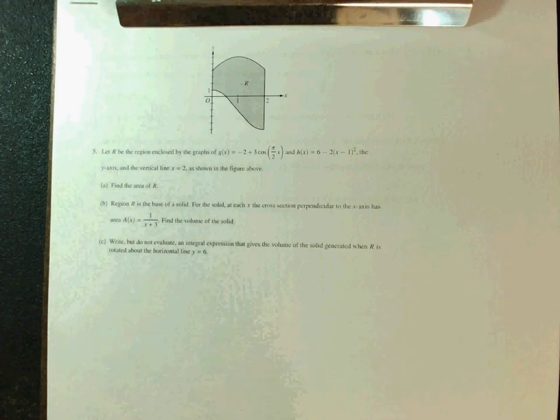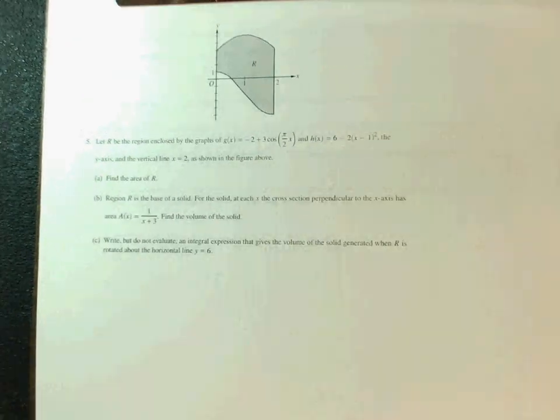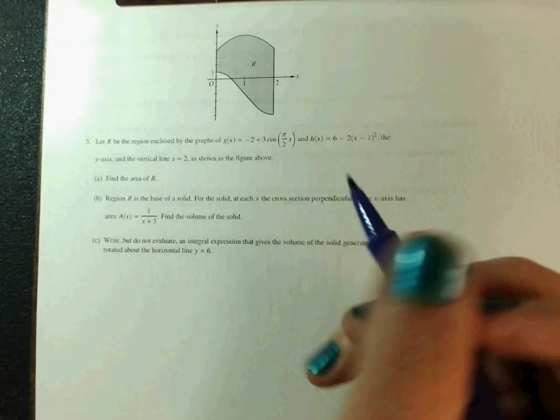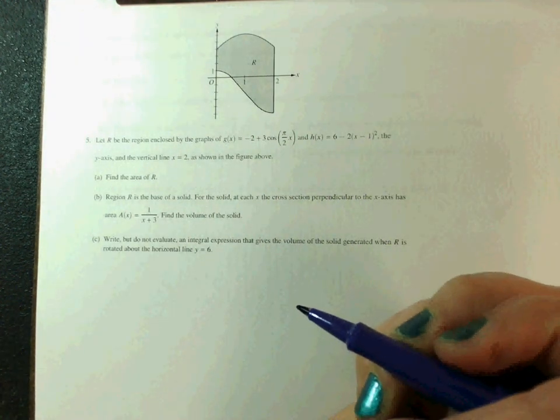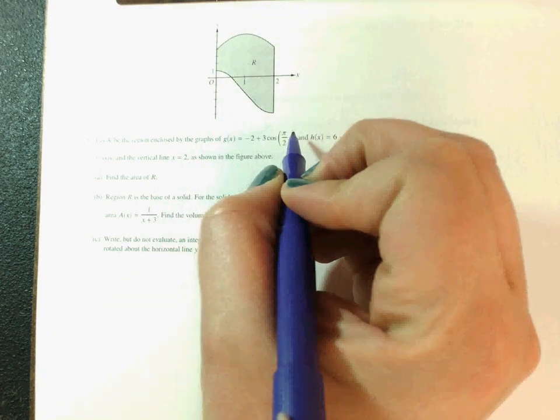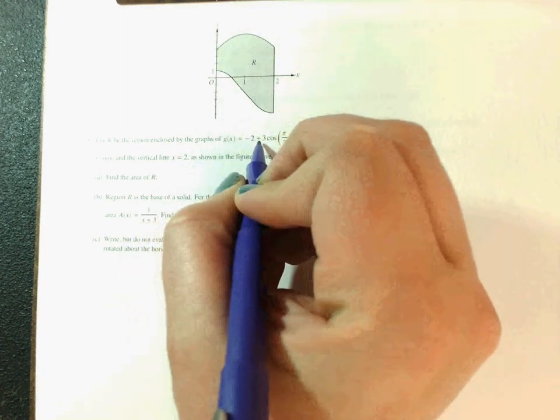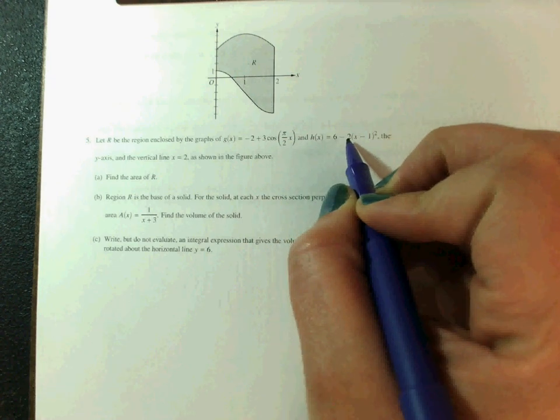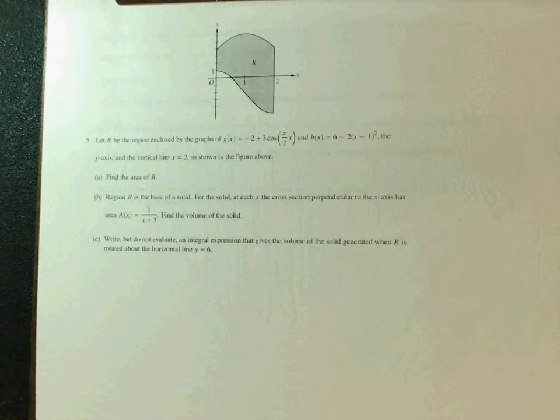Alright guys, you are watching the last video for questions 5 and 6 from the 2019 free response questions. We are going to start with number 5. It says, let each region R be the region enclosed by the graphs of g of x, which is -2 plus 3 cosine, and h of x, which is 6 minus 2 times (x minus 1) squared.